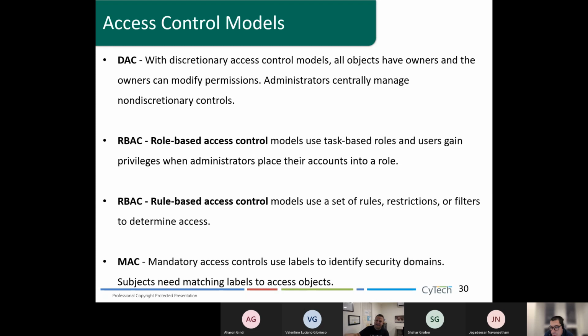And the midsection, RBAC, role-based access control and rule-based access control, can exist in both. So draw a circle between DAC and the RBACs, and then another circle between MAC and the RBACs. So MAC can include rule-based access control and role-based access control, but also DAC. But DAC and MAC cannot coexist. Make sense?